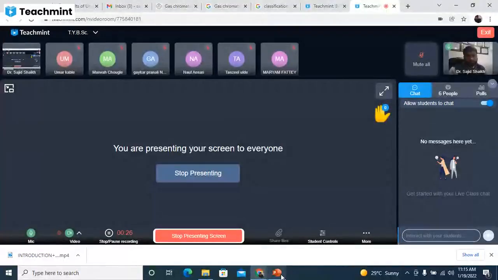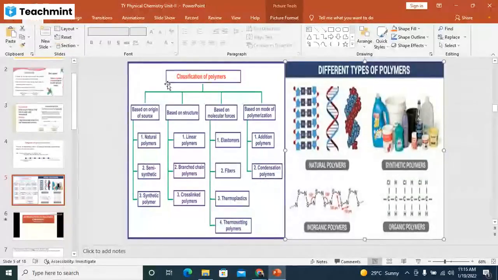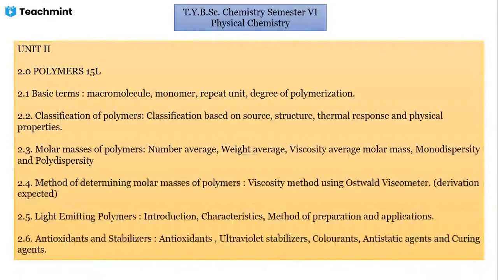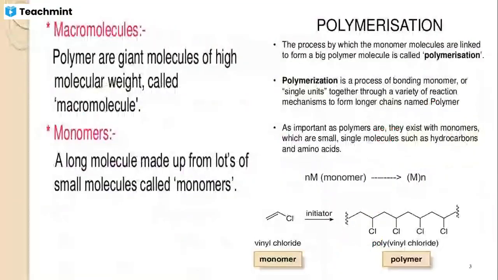We will move towards the physical chemistry. Already we have started with the polymer chemistry, and we have seen the general idea in basic terms regarding the polymers. Now, today we have to talk about the classification of the polymers. I am sharing the screen. That we have seen already.